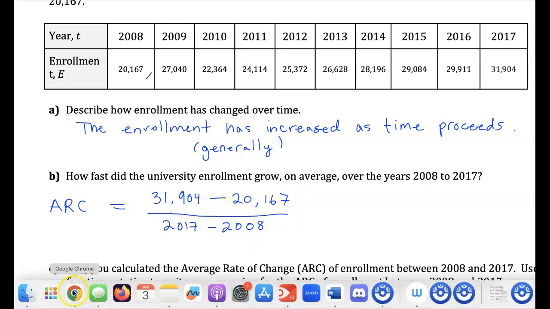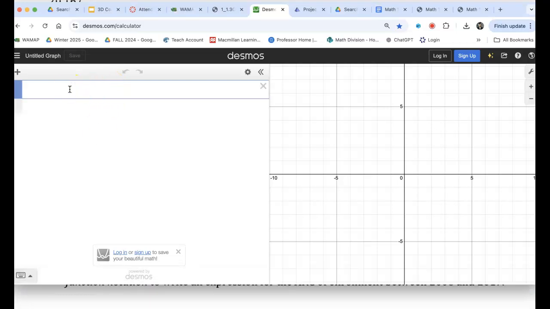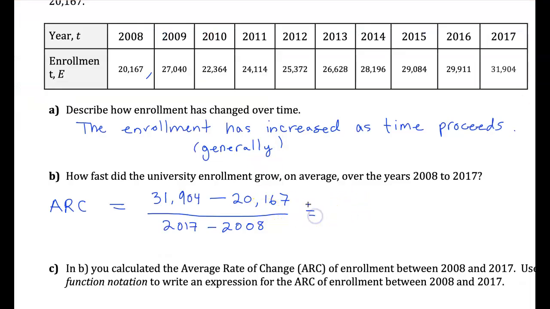If you're going to do this calculation at home, I do recommend using Desmos as a calculator. So I'll go into Desmos here, and we can do this calculation pretty quickly. 30,904 minus 20,167 divided by 2017 minus 2008. And you can see we get 1,304.11111, that's 1/9. So I'll say it's approximately 1,304.1.